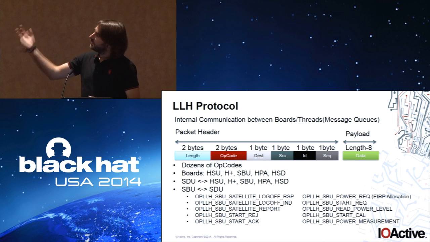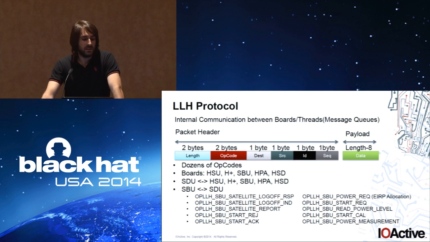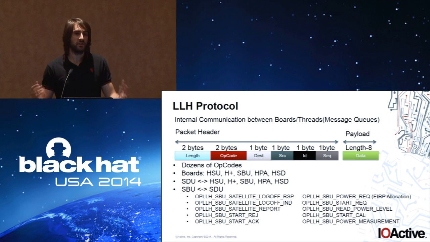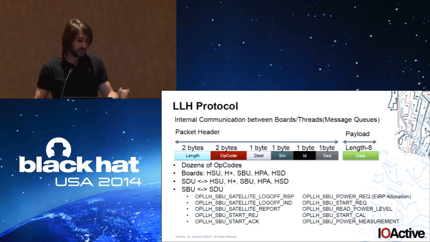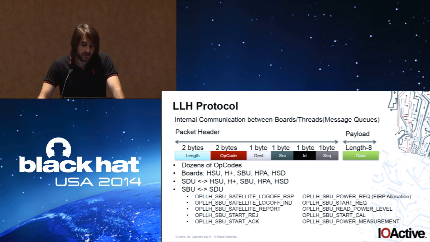But the structure of the packet is basically what you can see there. We have a packet header and then the payload, length, the opcode or the function you want to invoke, and then the destination of the communication, and then the source. Those ID and sequence fields sometimes are used, sometimes not.